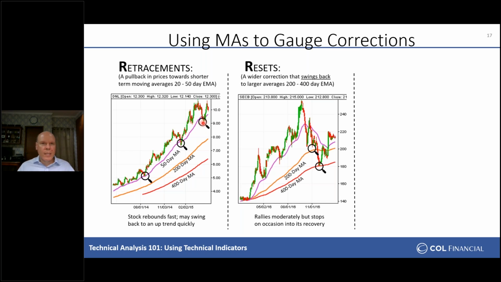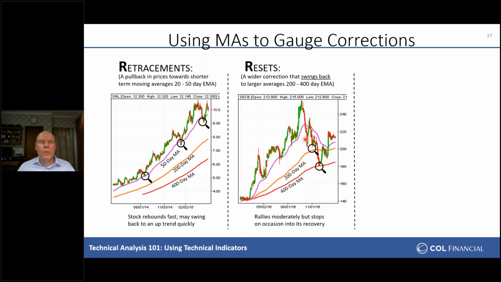Now, a reset. Reset is a second type of heavier correction. And instead of falling down to the 20 or 50-day, here's where prices will fall all the way back down maybe to your 200 or even 400-day EMA. The reason I'm pointing that out is because here's an example of Security Bank a few years ago. And again, it was very forceful during this period. Like we were saying earlier, retracement, retracement, retracement, buy, buy, buy. And then it shot up incredibly fast, going to an overbought situation. And then look what happened.